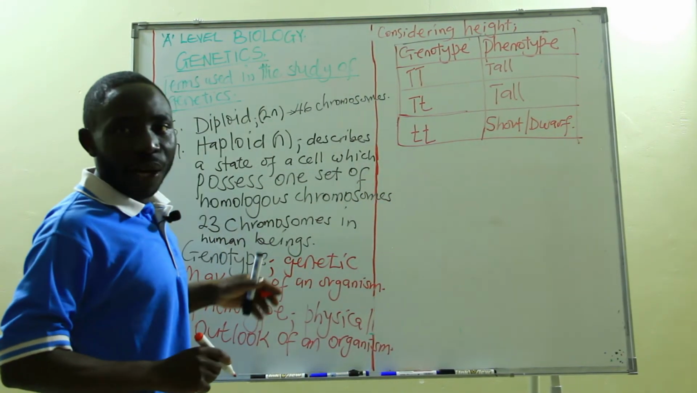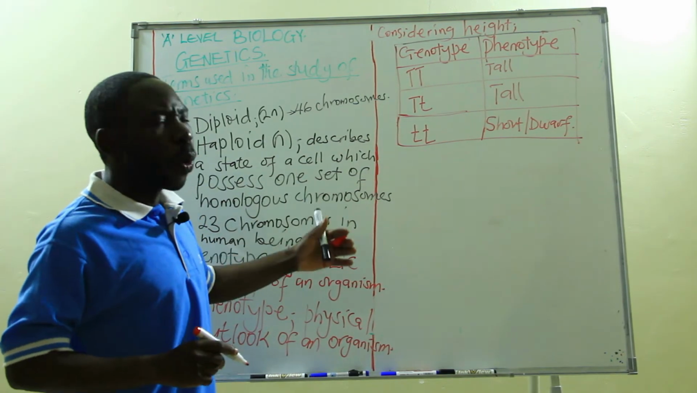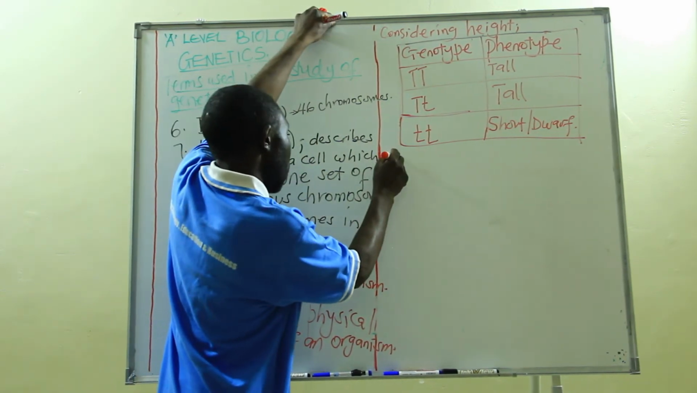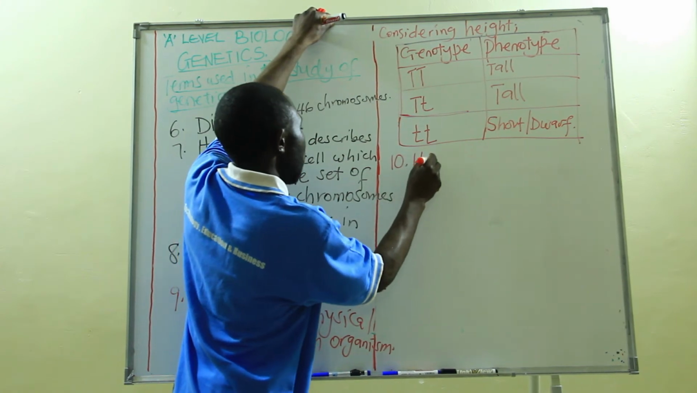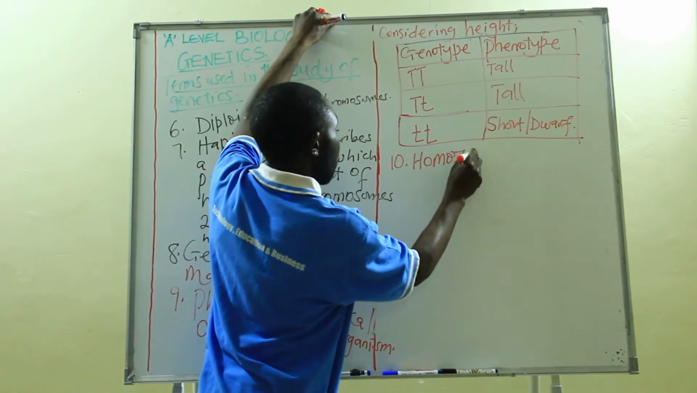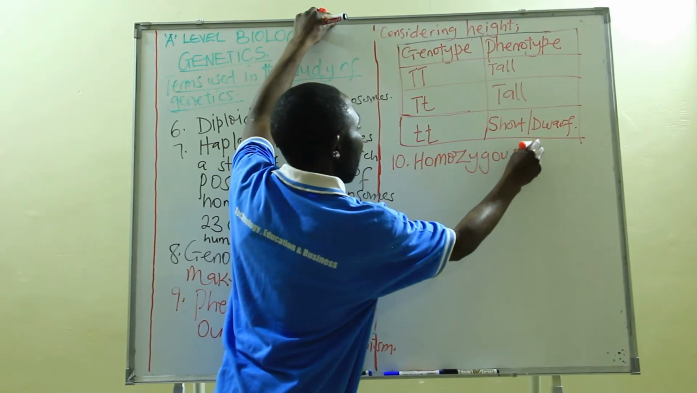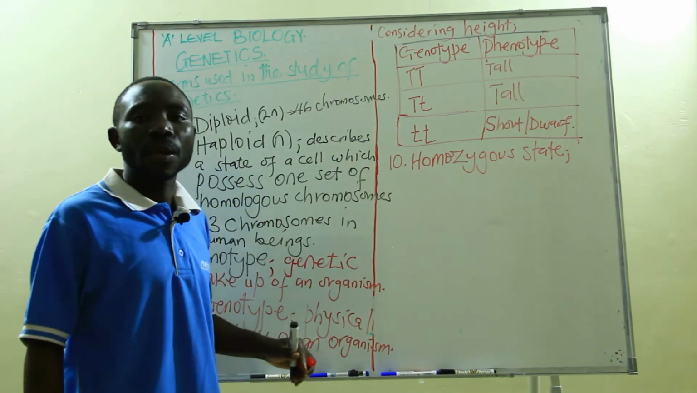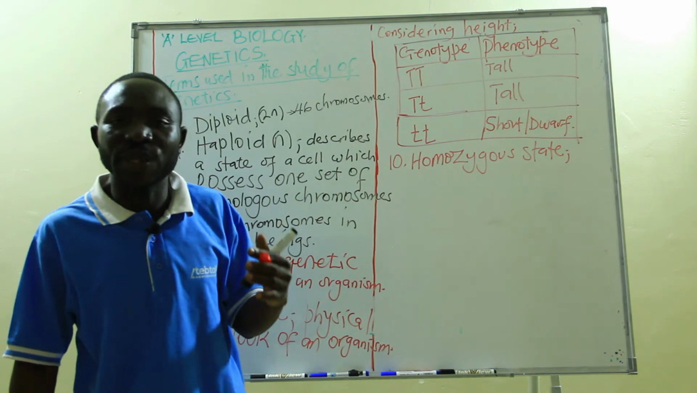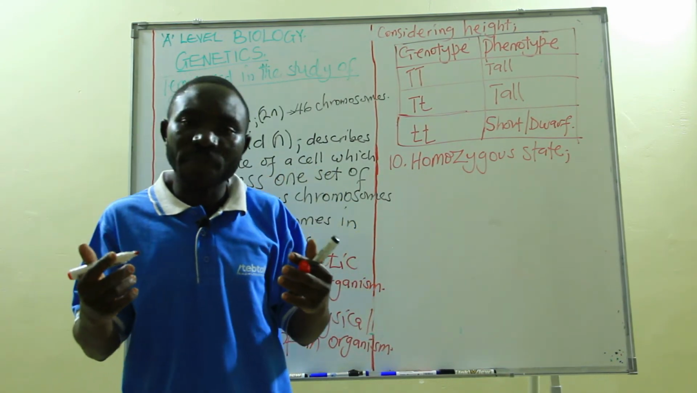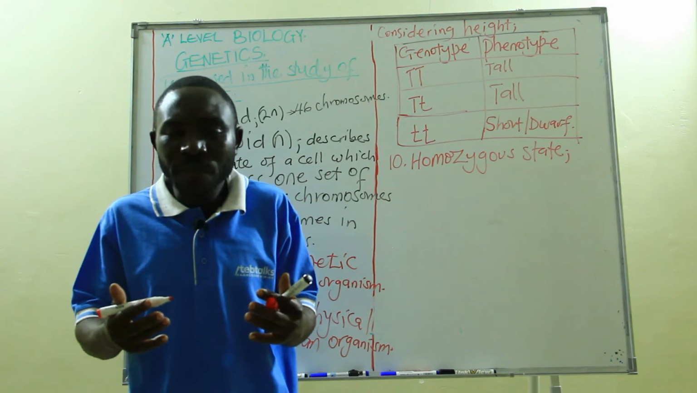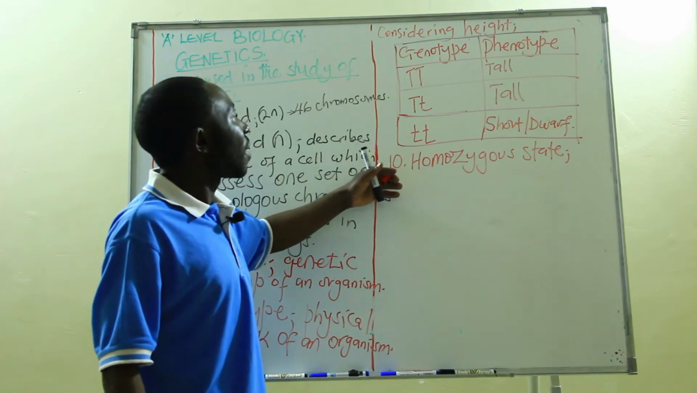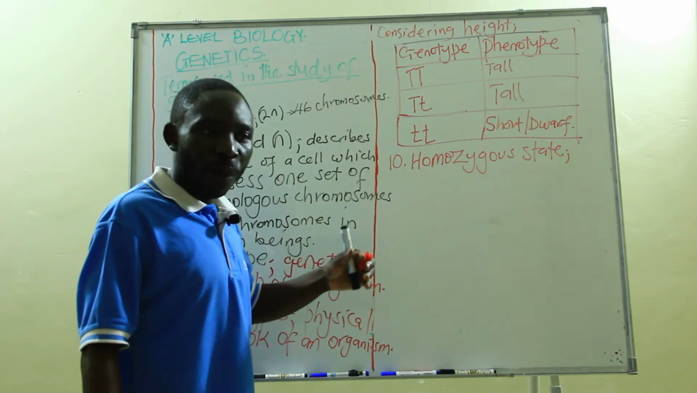And so now, this brings us to other terminologies such as homozygous. So we can look at terminology number 10, which is homozygous state, or simply homozygous. So homozygous condition or state is a condition where the genotype of an organism consists of only the dominant genes or the dominant alleles.